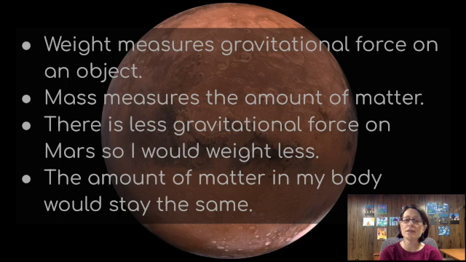Mass measures the amount of matter. Because there is less gravitational force on Mars, I would weigh less. But I still have the same amount of matter in my body, so that would stay the same. So that's the difference between weight and mass. Mass, if I were to go to another planet, would stay the same because I still have the same amount of matter, but my weight would change.